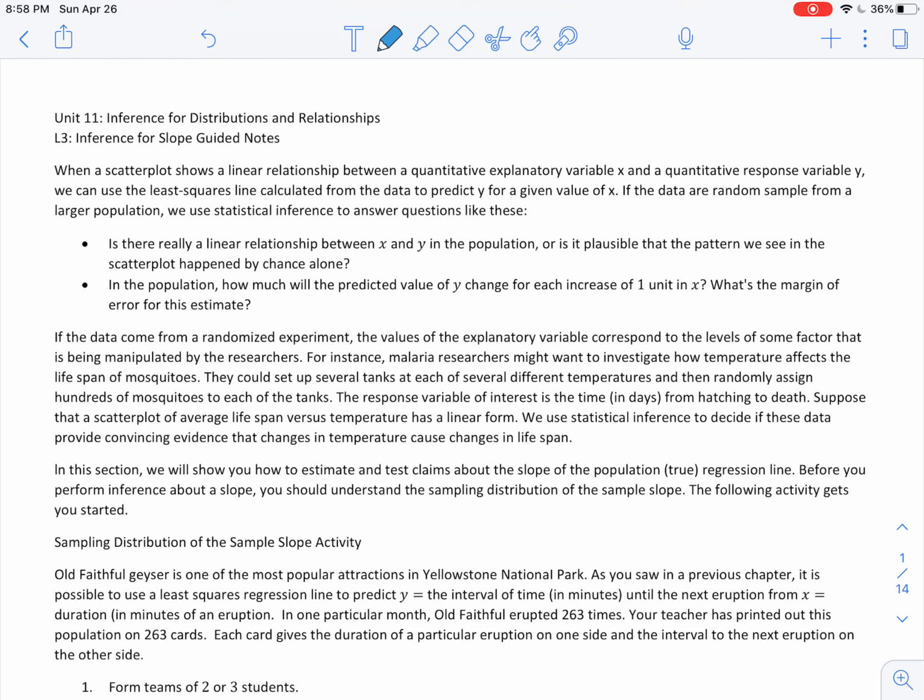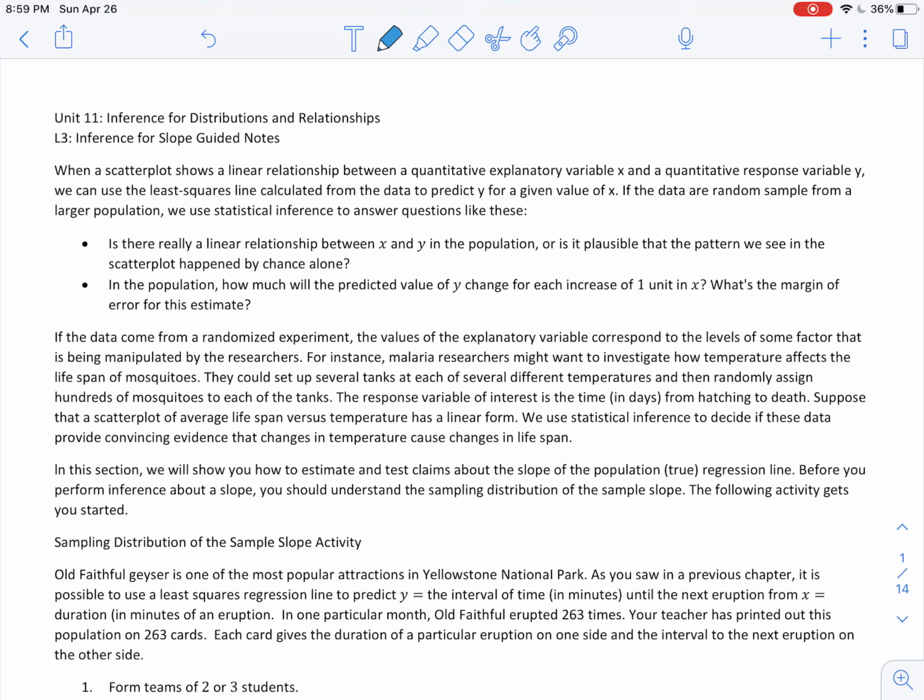So this is lesson 3 of unit 11, and we know scatter plots are supposed to be looking for a linear relationship. That's what we've used it for. So looking for something between a quantitative explanatory variable x and some quantitative response variable y. So we're talking quantitative stuff now. So we're out of the qualitative charts, categorical stuff. We're going to be using these least squares regression lines. We could calculate it to make predictions. That's what we did back in the other chapter.